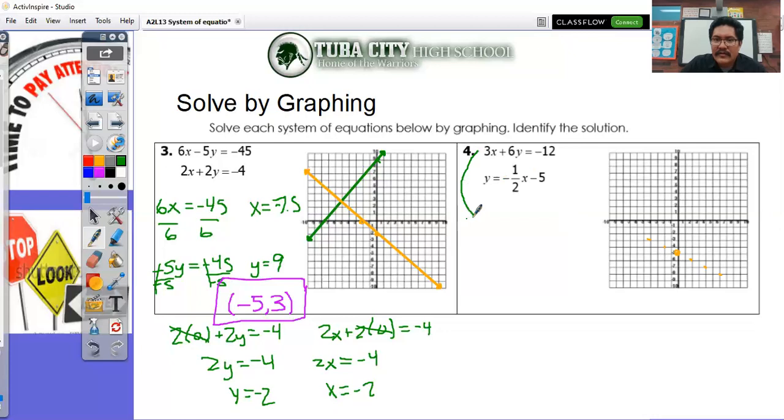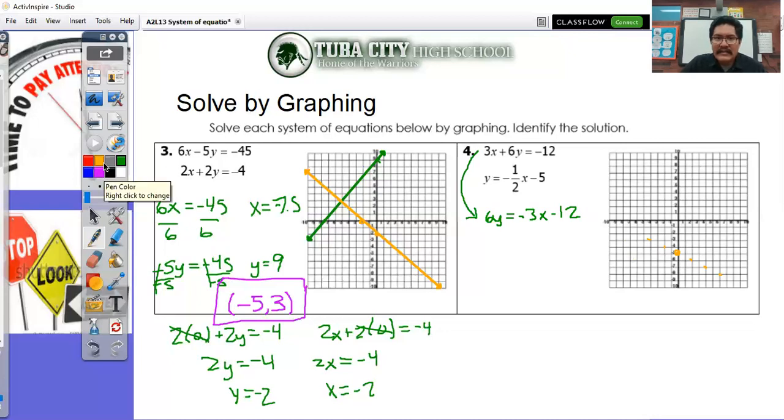I am going to turn it into slope-intercept form. So the first thing I'm going to do is minus 3x from both sides. So if I minus 3x, it goes away on this side. So minus 3x equals 12.